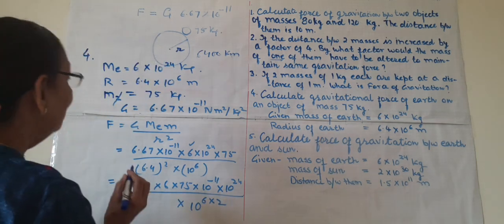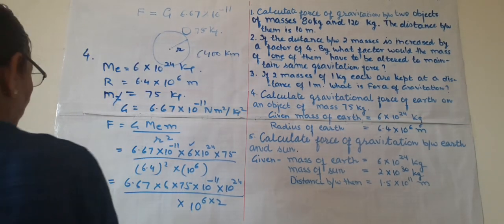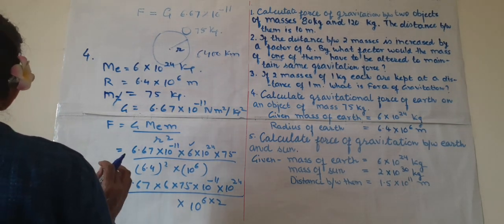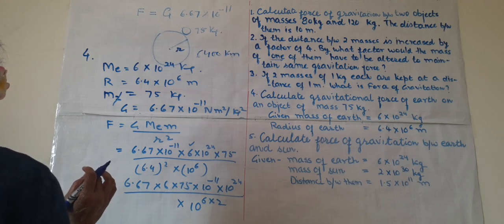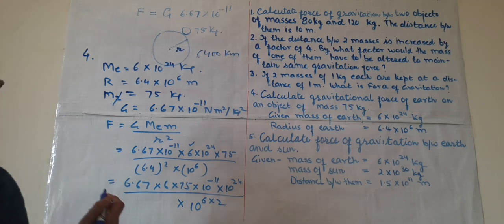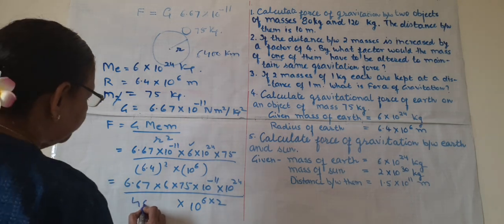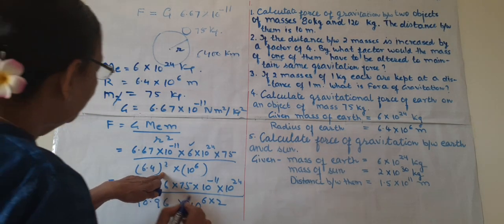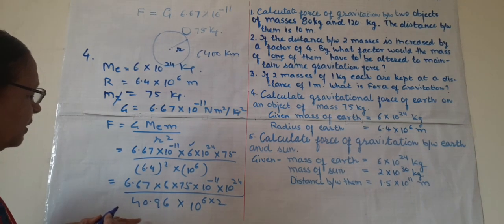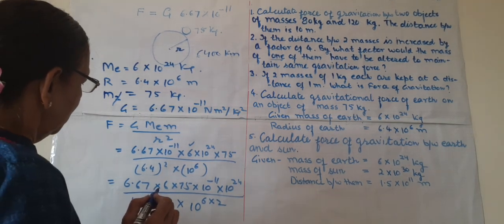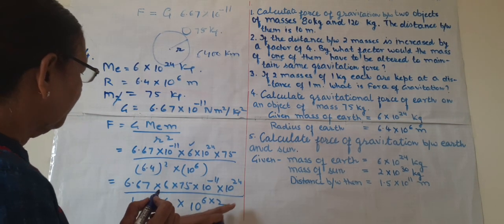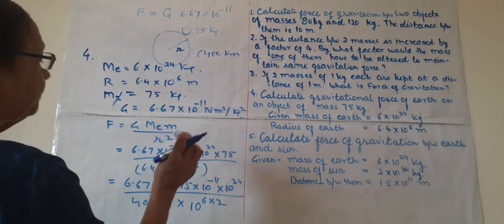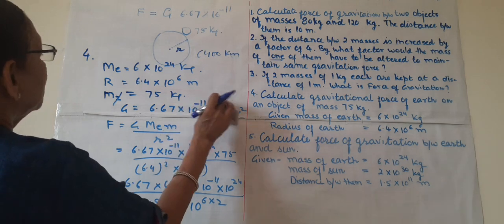That is 12. And what is 6.4 into 6.4? It is 40.96. We have multiplied 6.4 by 6.4. It is 40.96. And this is how this equation is now. Further, I should write here.